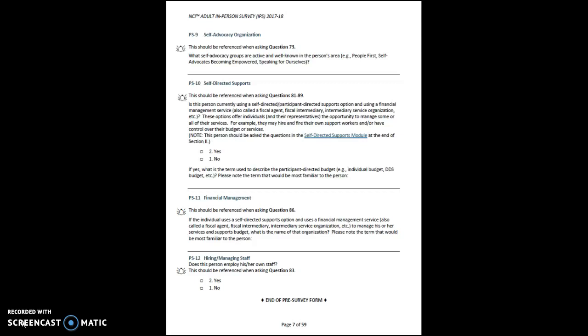The next couple of questions are only applicable to those individuals who are self-directing their supports. So PS10 asks whether the person is self-directing, and if so, we want to know if there is a financial management place that can be referenced when asking about information that may be gathered from that place, as well as whether the person hires and manages their staff. So that takes us to the end of the pre-survey form.